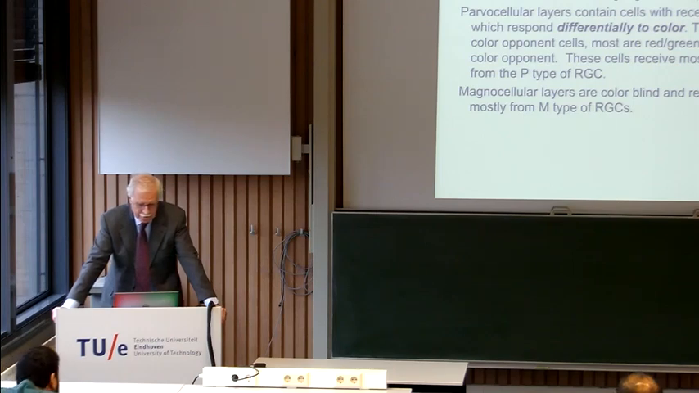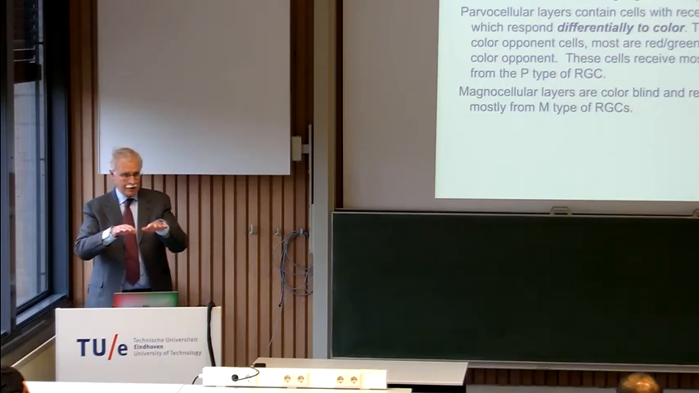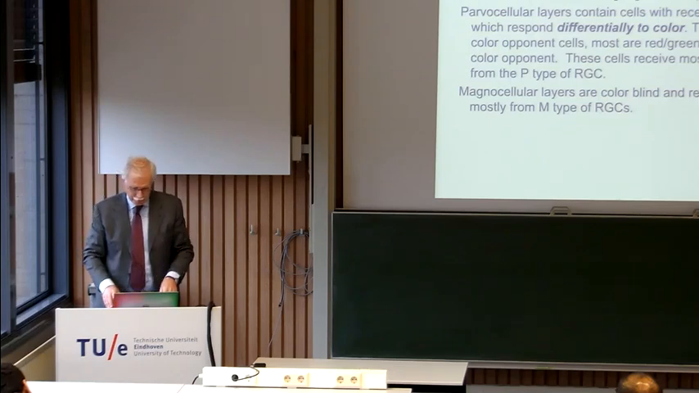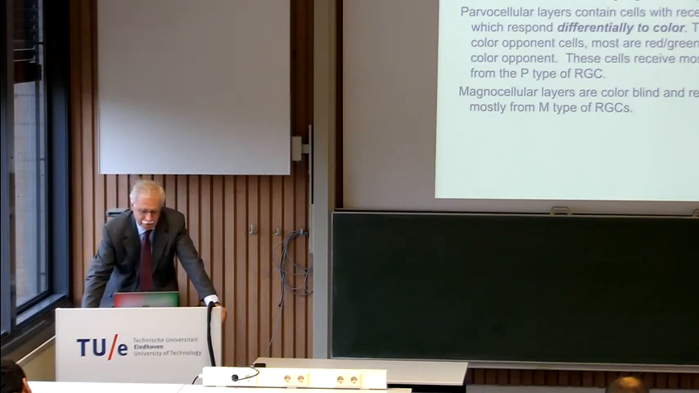But the parvocellular layers, they have cells that respond differentially to color. And what does it mean, differentially to color? They're called color opponent cells because they have 2 areas, or 3 or 4, and they're mostly red-green or blue-yellow. And we're going to see how that is working. And most of the cells are getting input from the parvo type, the P type. And magnocellular layers are colorblind, and they receive input mostly from the M types, and so they do not look at color, but they look at velocity.